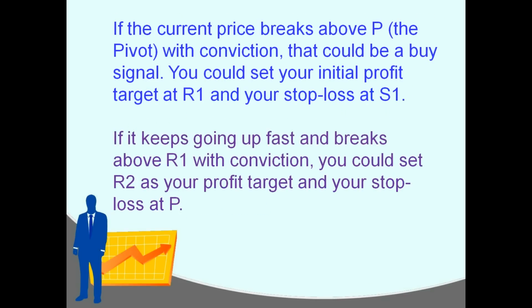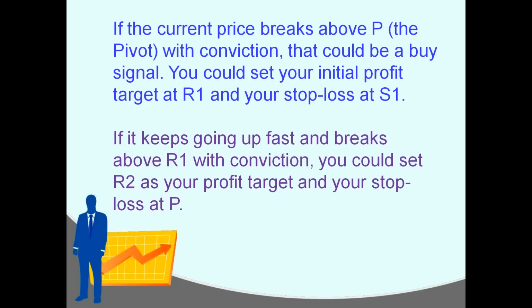Now how do you use this during the trading day once you've calculated all the numbers? Well, if the current price, or the current candlestick if you're on the 5-minute chart, breaks above P, the pivot, with conviction, that could be a buy signal. So that's bullish. You could set your initial profit target at R1 and your stop loss at S1.